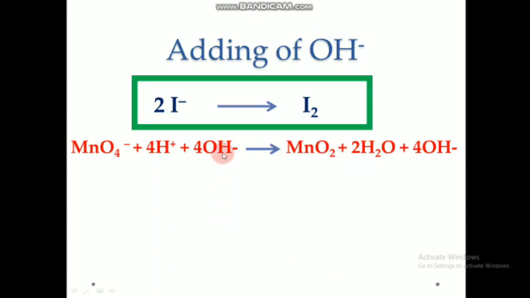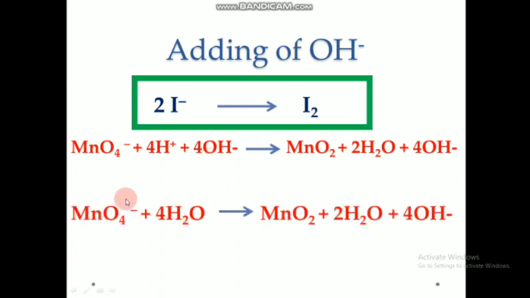If we add OH minus and H plus ions on the same side, they combine to form H2O. So here we have 4H plus and 4OH minus. Hence we get MnO4 minus plus 4H2O gives MnO2 plus 2H2O plus 4OH minus.